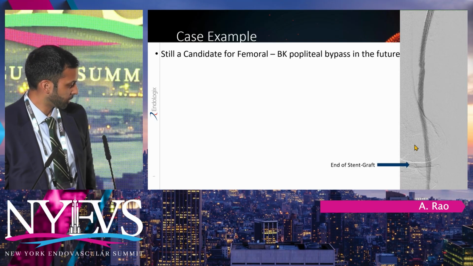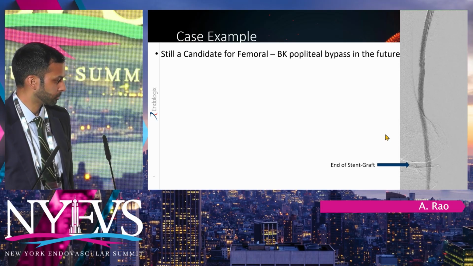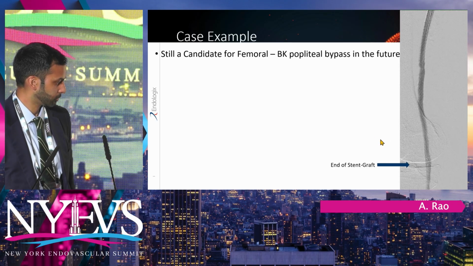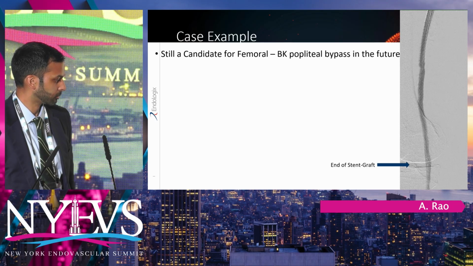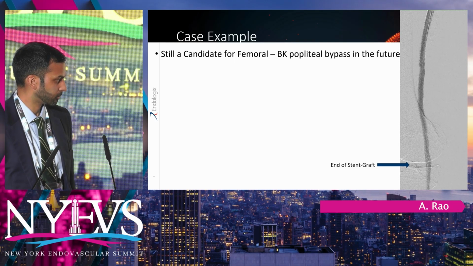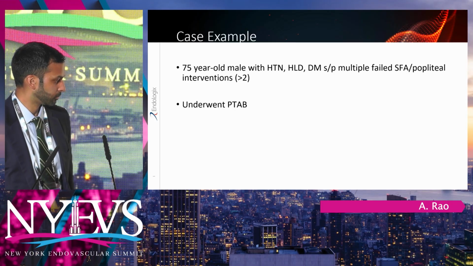Would you do anything differently? No, I think, like I said, the hybrid approach is very appropriate in this situation. You want to make sure inflow is good, outflow is good. You're not burning any bridges for bypass down the line. I think it was an excellent demonstration. Primary PTAB in a well-selected patient.